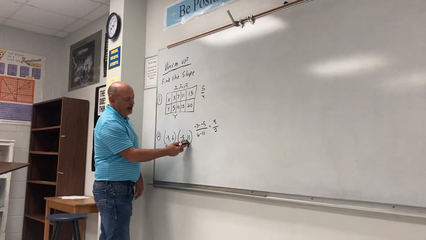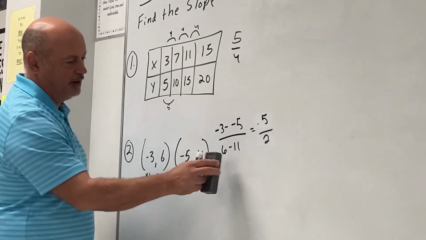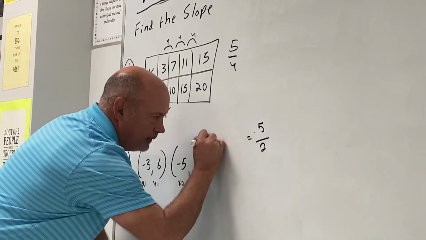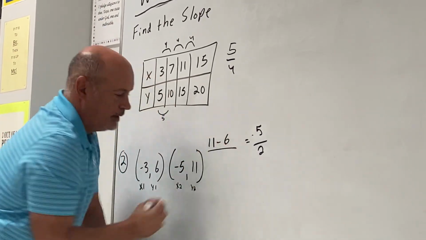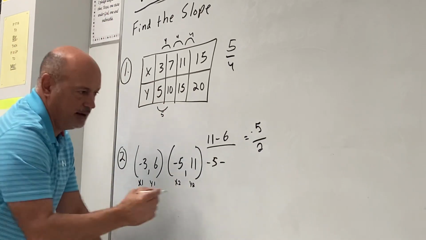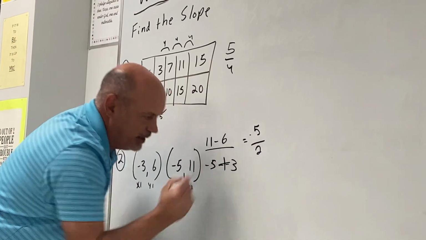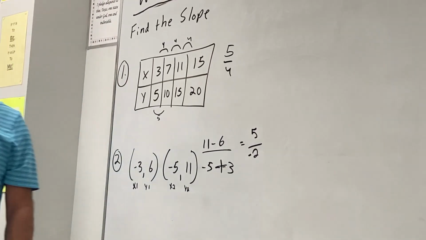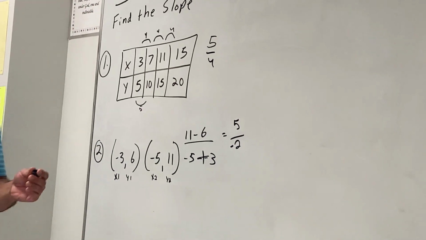Layla, make sure you put y2 minus y1 on top. It should have been 11 minus 6 over -5 minus -3. And that makes it plus. So I agree with Lizzie. I probably would have put the negative on the bottom, but it's still the same answer.